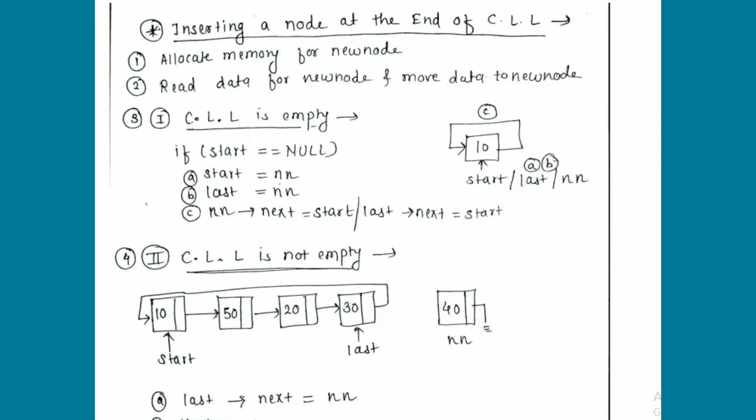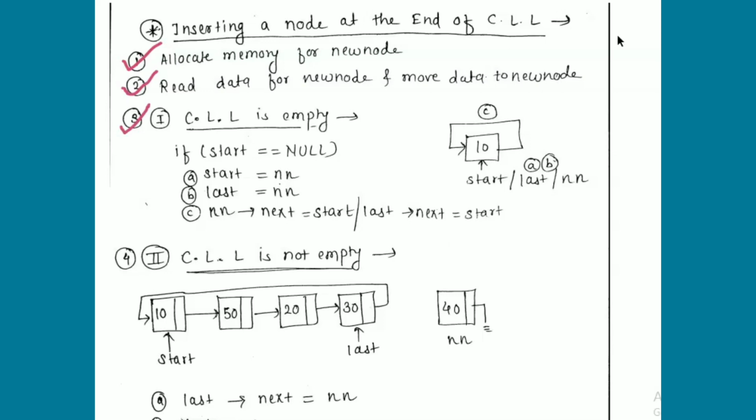For today's session, we will see how to insert a node at the end of a circular linked list. As we have discussed already, when you want to insert a node into a circular linked list, first we will allocate the memory for that new node. After that, we will read the data for that new node and assign that data to the new node. After that, we need to check whether you are adding the first node of your circular linked list.